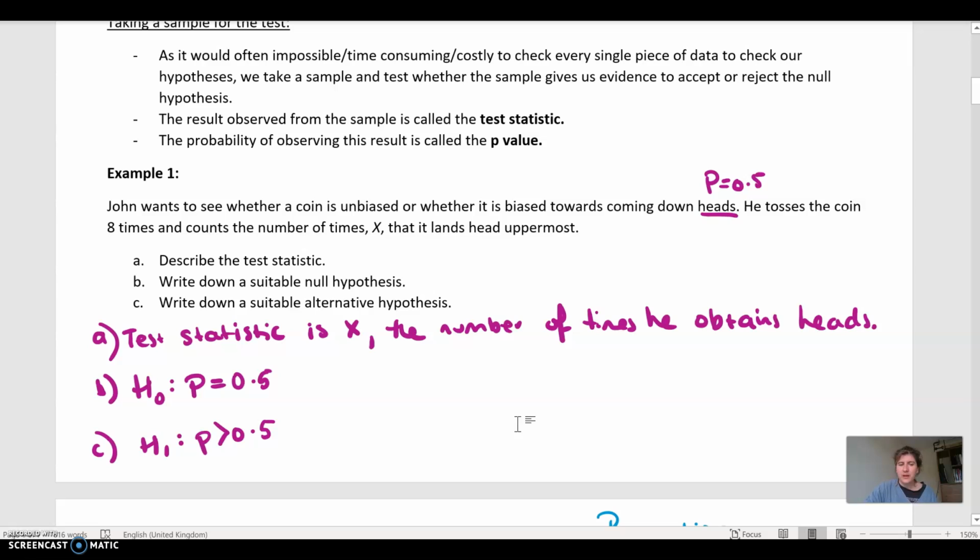So what happens from here is we would then run the test, and we would obtain a certain probability. Now that probability would tell us whether we accept or reject our null hypothesis.